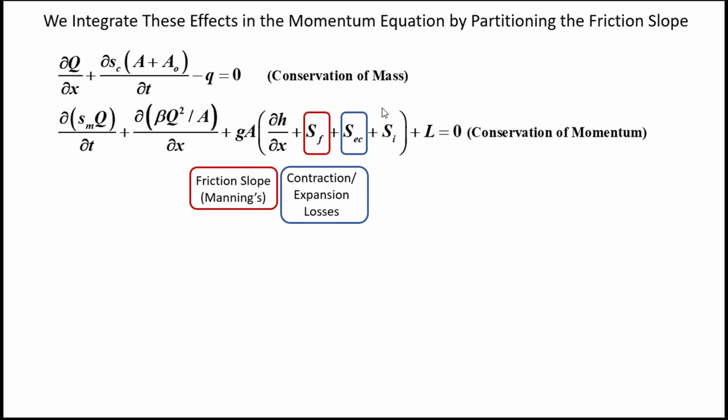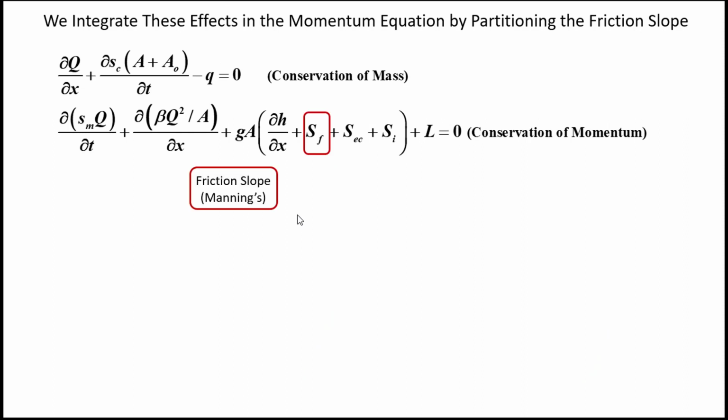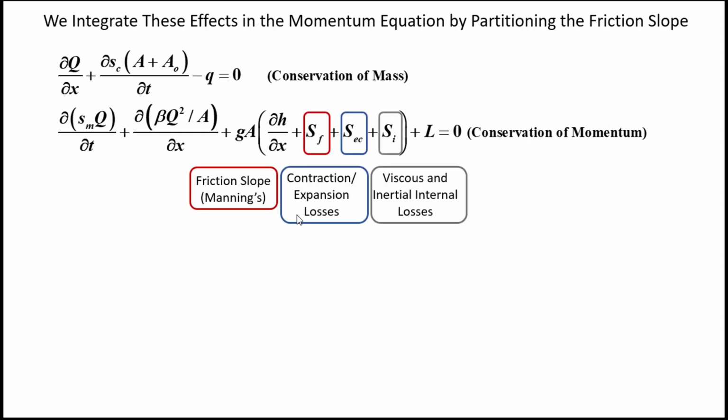We're just going to add another loss slope, which I'm going to call the internal loss slope. And it's really just all of these terms. Manning's equation gives you this term, which gives you the friction slope. Now S_i is just going to be a slope that basically computes the energy loss from all these internal processes. And so this is the viscous and internal loss term. And it's additive. We're just adding it to the other losses.